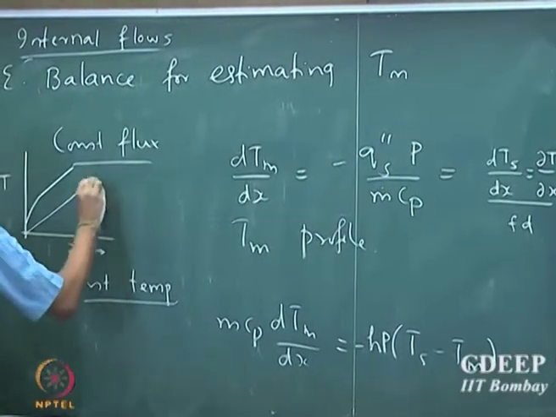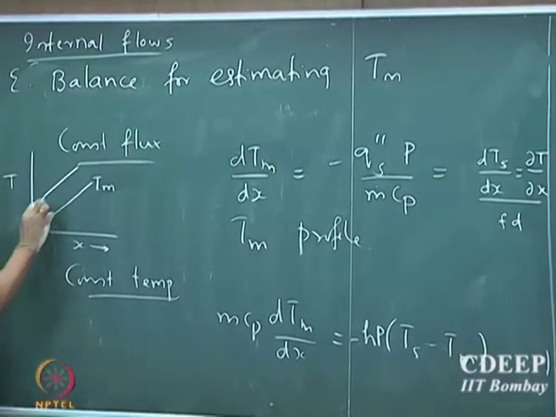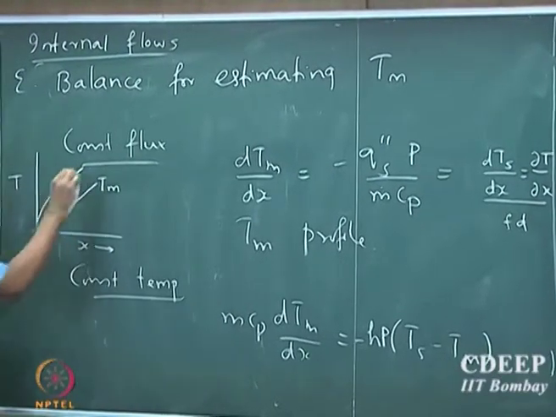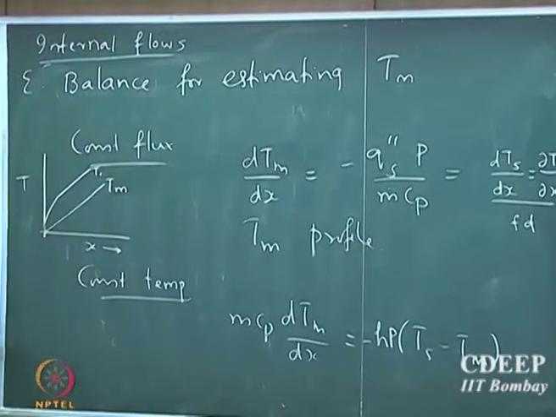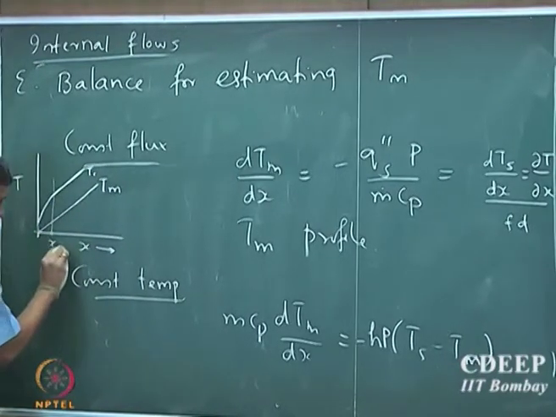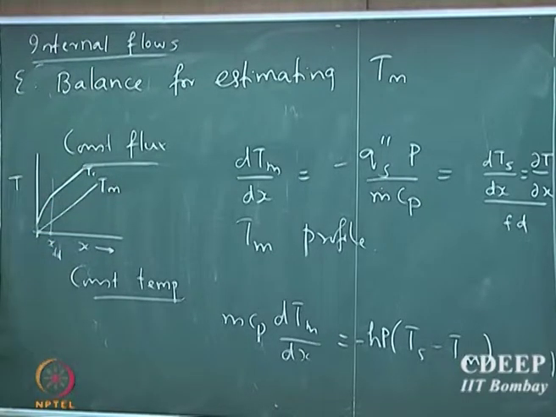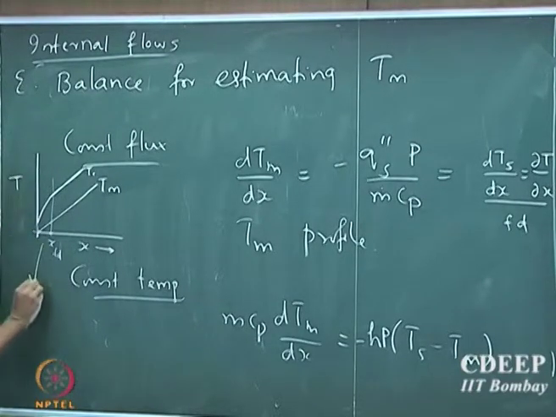So, if this is the temperature profile of the mixing cup temperature, this will be the surface temperature. So the surface temperature gradient, this is the fully developed regime. The surface temperature gradient and the mixing cup temperature gradient are the same in the fully developed regime, while they are not the same in the entry region. In fact, this is the reason why the heat transport coefficient is significantly higher in the entry region.